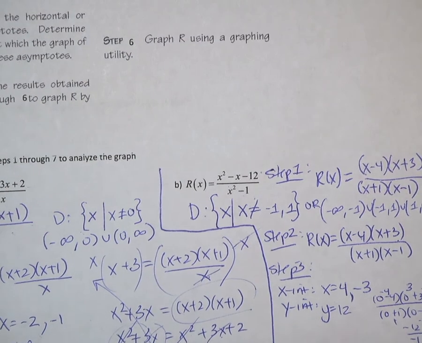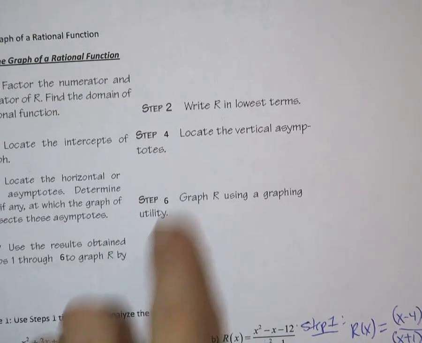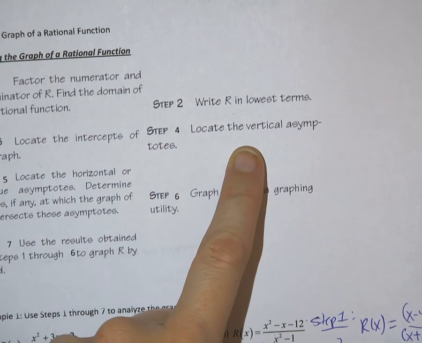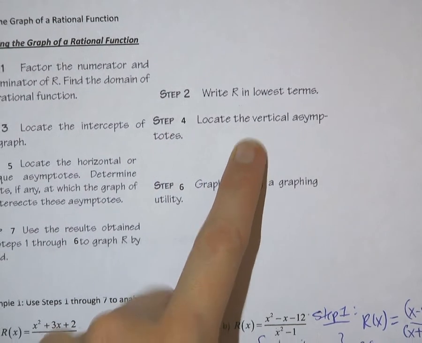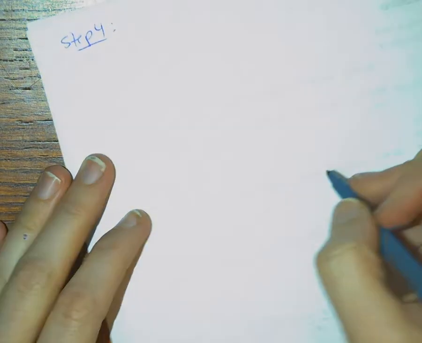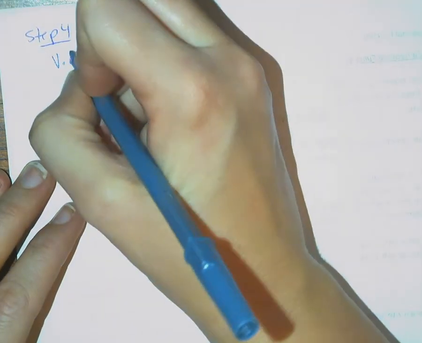Before we move, let's look at what step 4 asks us to find. Step 4 asks us to locate the vertical asymptotes. Okay, so step 4, vertical asymptotes.